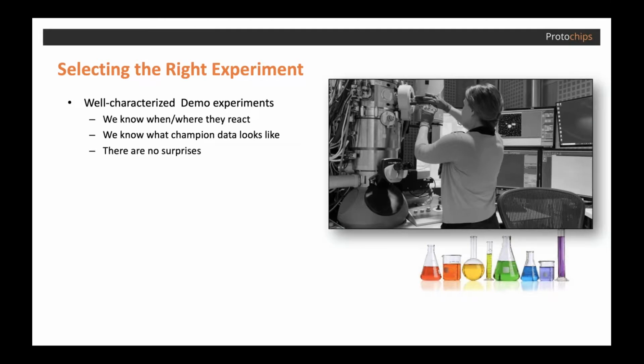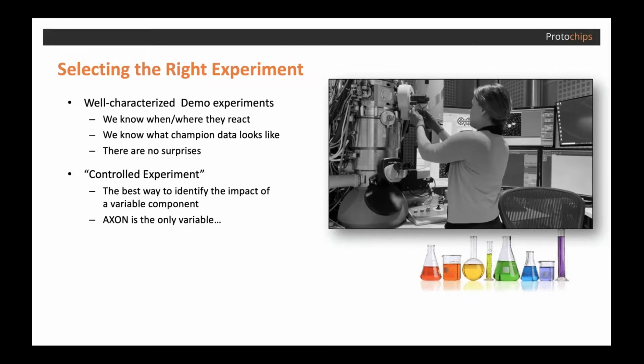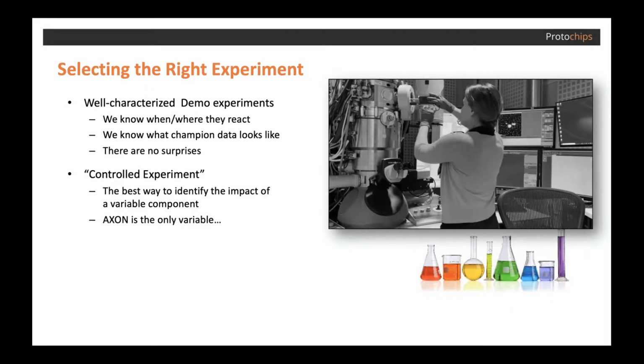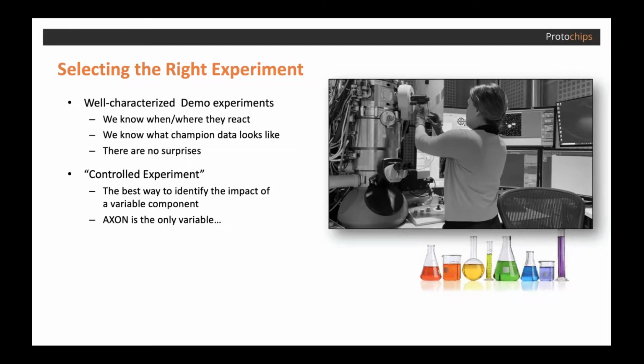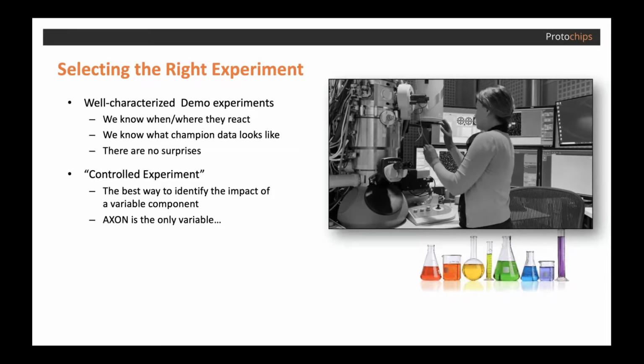I know this sounds rather boring, but if we do it this way, we will have established the controlled experiment we need for our example today, and it will leave AXON as the only variable in the experiment. So whatever difference you see in the results, it was from the addition of AXON alone.